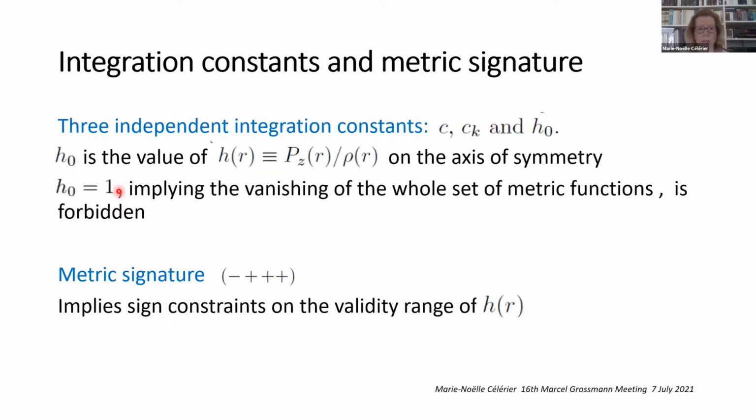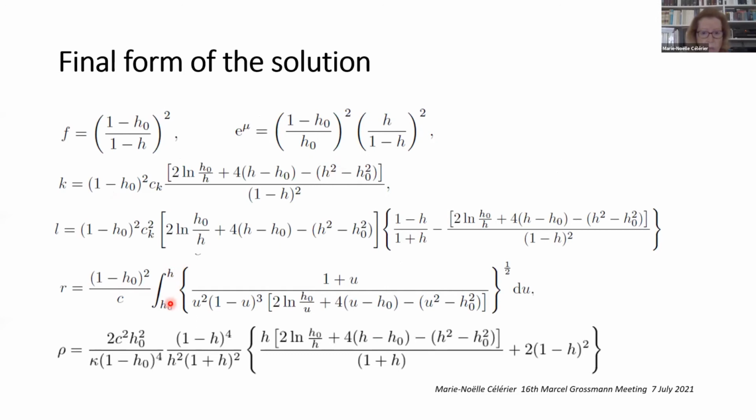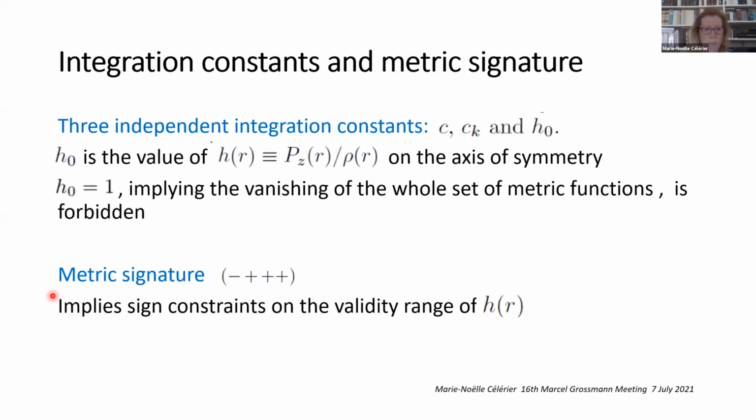The integration constant H zero is seen to be the value of H on the axis of symmetry. I show this rapidly. Here you see that if H equal H zero, this integral vanishes and also rho vanishes. Therefore we are on the axis. However, H0 equal 1 implies the vanishing of the whole set of metric functions, and that is therefore forbidden. The metric signature, which has been chosen to be minus plus plus plus, implies sign constraints on the validity range of H over R, but I have no time left to show that.